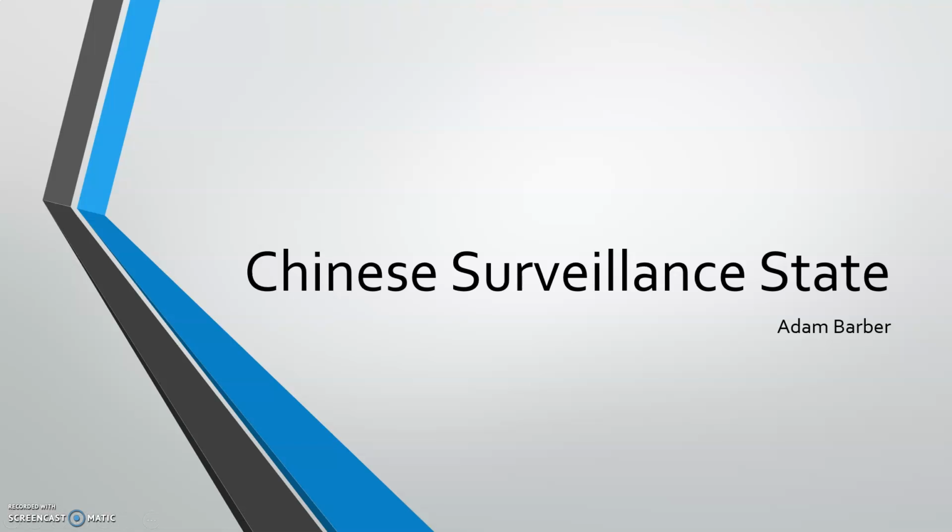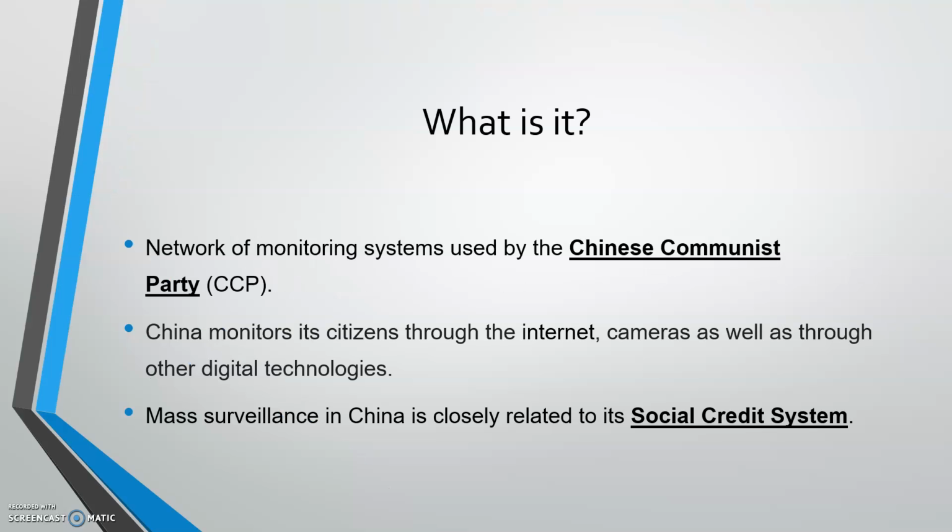All right, so here I did my project on the Chinese surveillance state. Now, first I'll talk about what it is. It's a network monitoring system used by the Chinese Communist Party, otherwise known as the CCP, which is how I'll mostly be referring to them through this presentation. It's primarily conducted through the government, although non-publicized corporate surveillance in connection with the Chinese government has been speculated to occur. China monitors its citizens through the internet, cameras, as well as other digital technologies, which I might briefly go over here in this presentation.